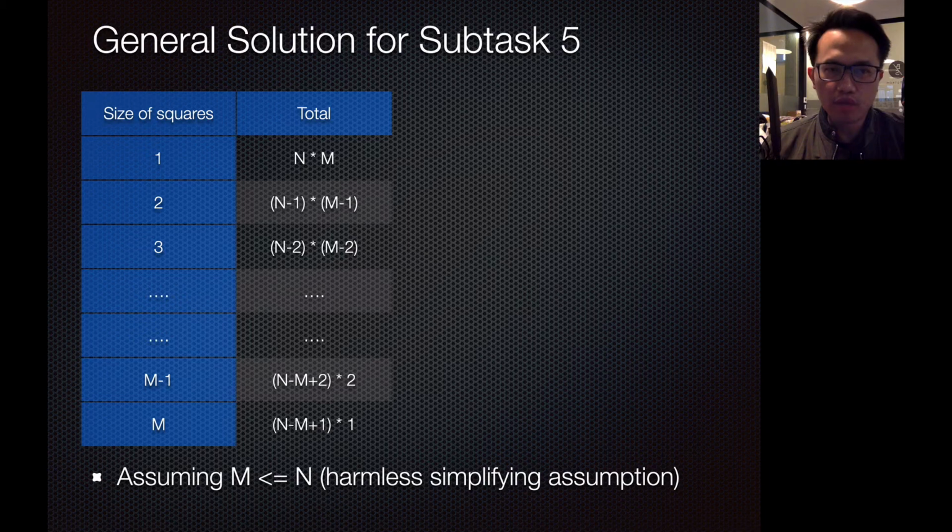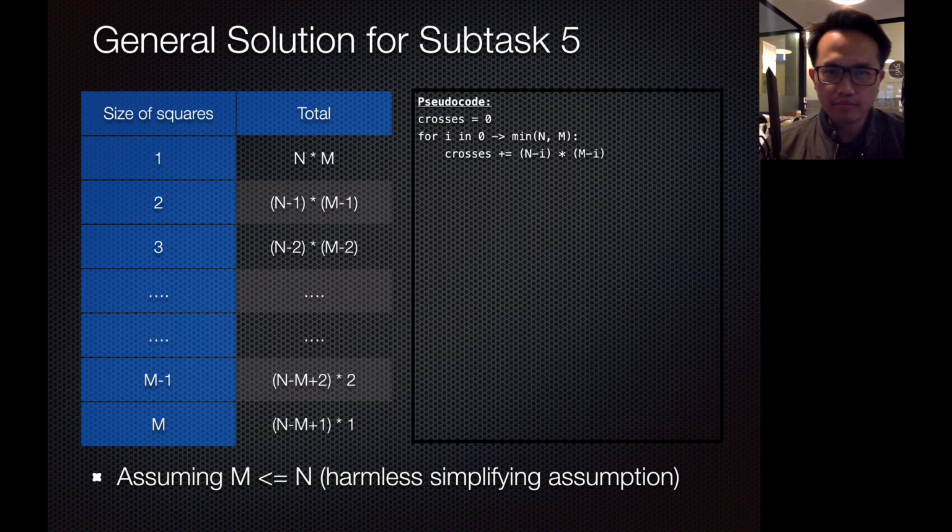And you keep increasing the size until the size is m, and assuming m is less than or equal to n, that'll be all, because you don't need to worry about any squares of size larger than m. Then you can write some very simple loop to add up all these numbers. And that's the pseudocode. Very simple, right? Subtask 5 is actually very simple if you can see the pattern.